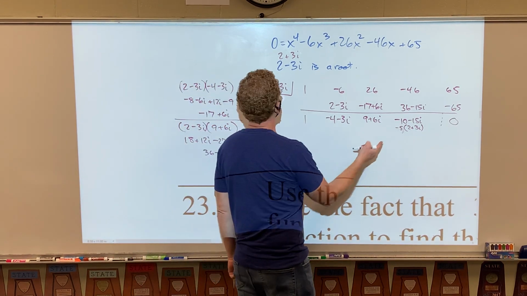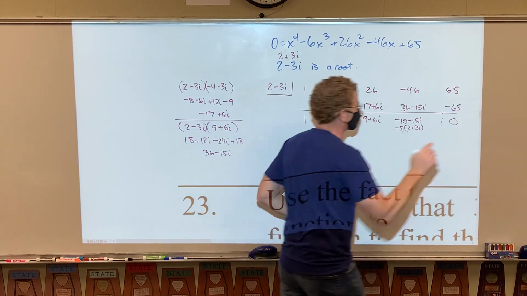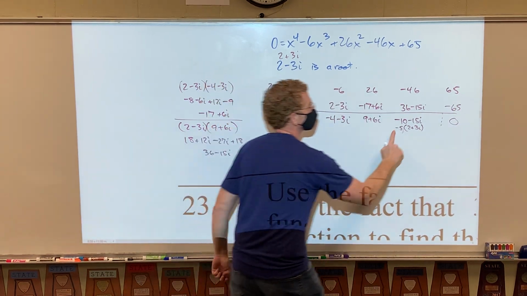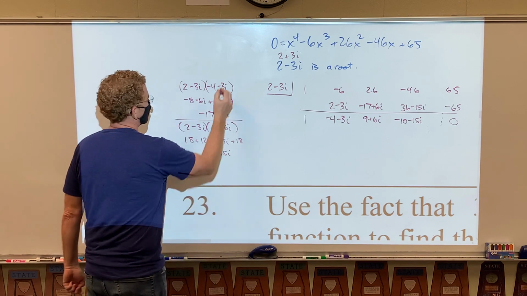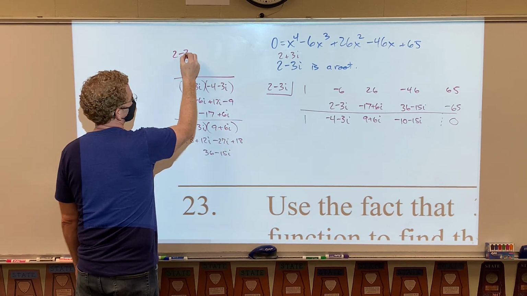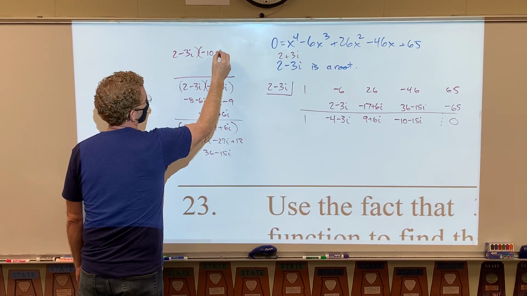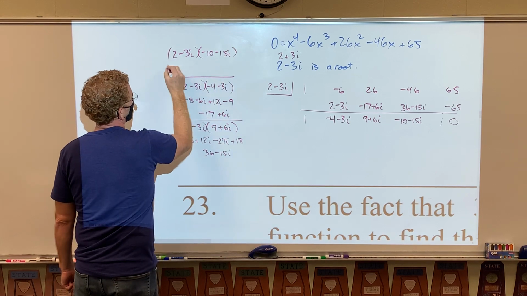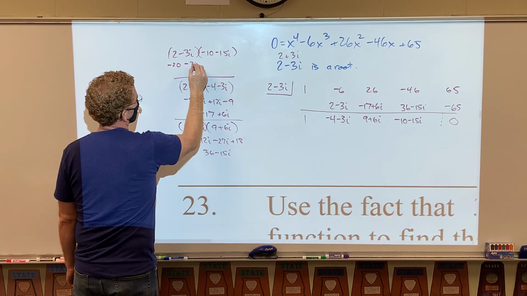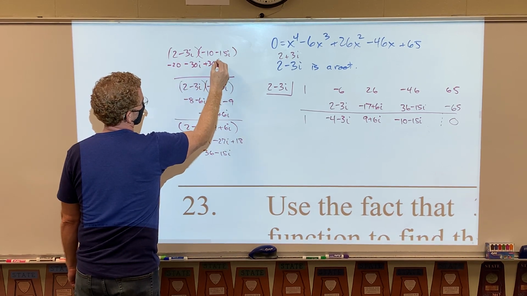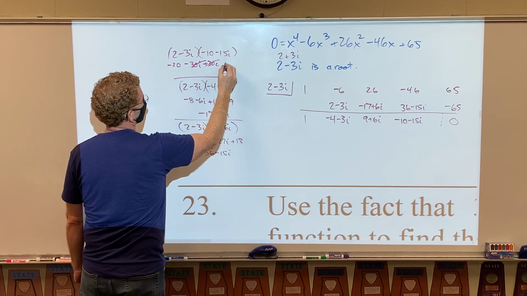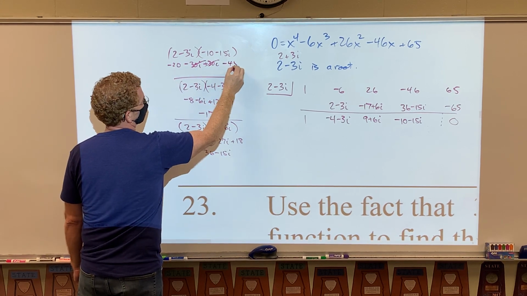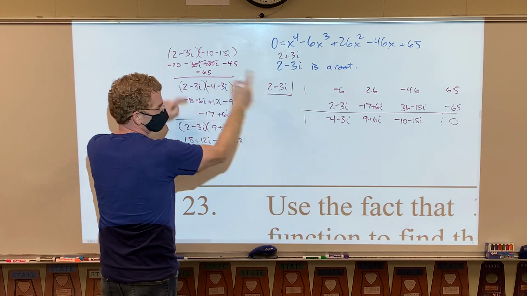So if that happens, you can go, oh, that's a conjugate, negative 65. I would just trust it. But to prove my point, I'll do it up here. 2 minus 3i times negative 10 minus 15i: negative 20, negative 30i, positive 30i, look, that canceled, and positive 45i squared, which is negative 45, and there's my negative 65.